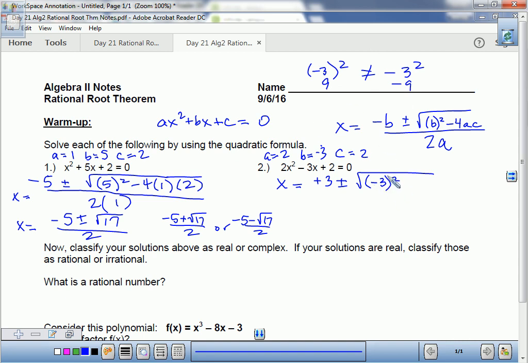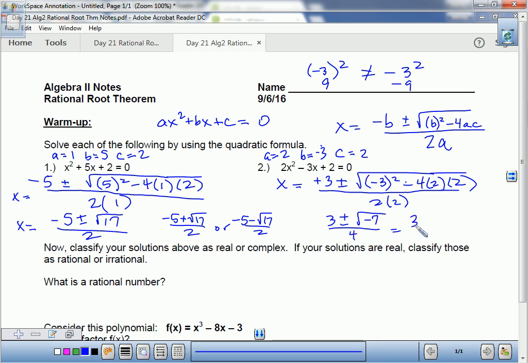So if you're using technology, if you're using your calculator and you're squaring a negative number, make sure you put it in parentheses because your calculator will do exactly what you tell it to. It doesn't understand that you meant for it to square negative 3 unless you put that negative 3 in parentheses. Okay? So minus 4 times 2 times 2. That's A and C. All over 2 times A. So this gives us 3 plus or minus the square root of 9 minus 16. That's negative 7. All over 4.